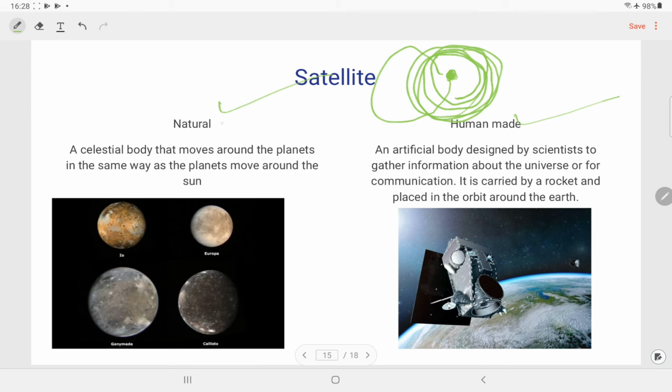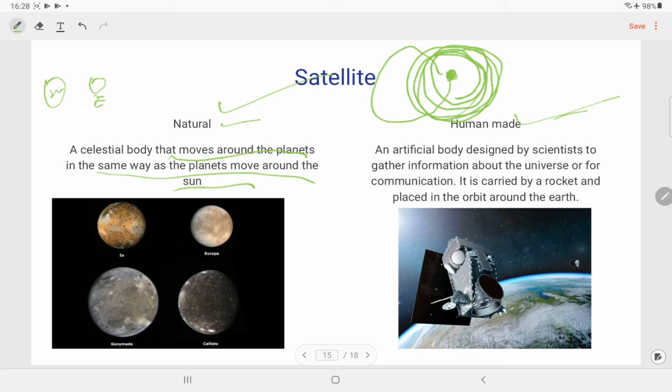Satellites are of two types: one is natural, the second is human made. A celestial body that moves around planets in the same way as the planet moves around the sun, like I have explained here, is known as a satellite. As earth is moving around the sun, see, this is the sun and this is earth.